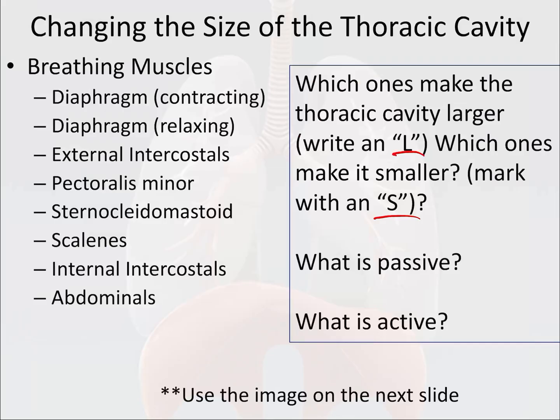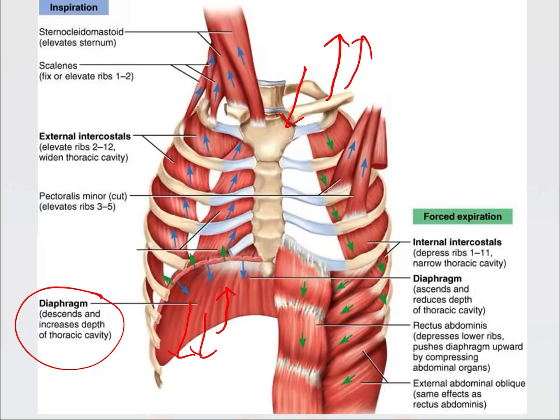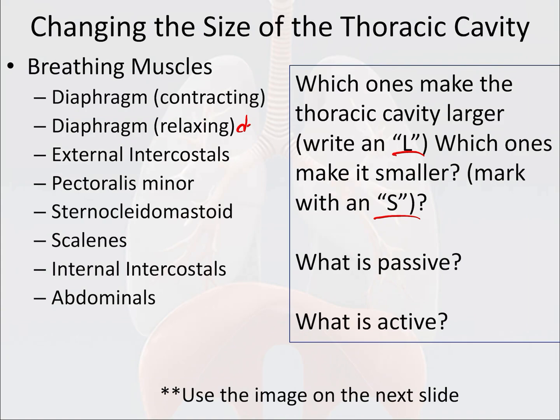When we look at these muscles, let's go back to the diaphragm for a sec. When the diaphragm is relaxed, it has a dome shape. When it's contracting, it flattens out, which is the equivalent of moving the floor of the thoracic cavity down. When it relaxes, it pushes back up and moves the floor of the thoracic cavity up. So a contracting diaphragm makes the thoracic cavity larger, and a relaxing diaphragm makes it smaller.